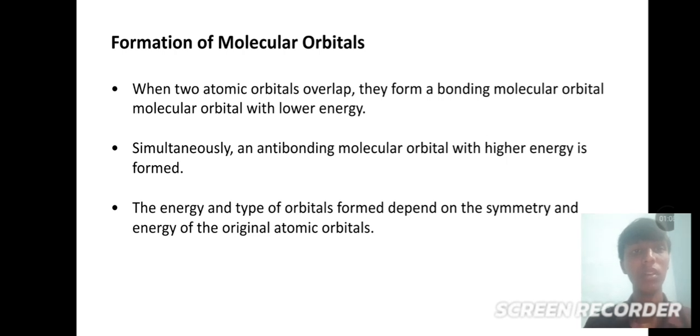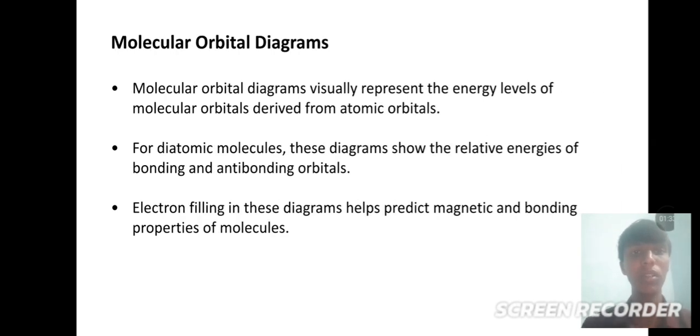Formation of molecular orbitals. When two atomic orbitals overlap, they form a bonding molecular orbital with lower energy. Simultaneously, an anti-bonding molecular orbital with higher energy is formed. The energy and type of orbitals formed depend on the symmetry and energy of the original atomic orbitals.